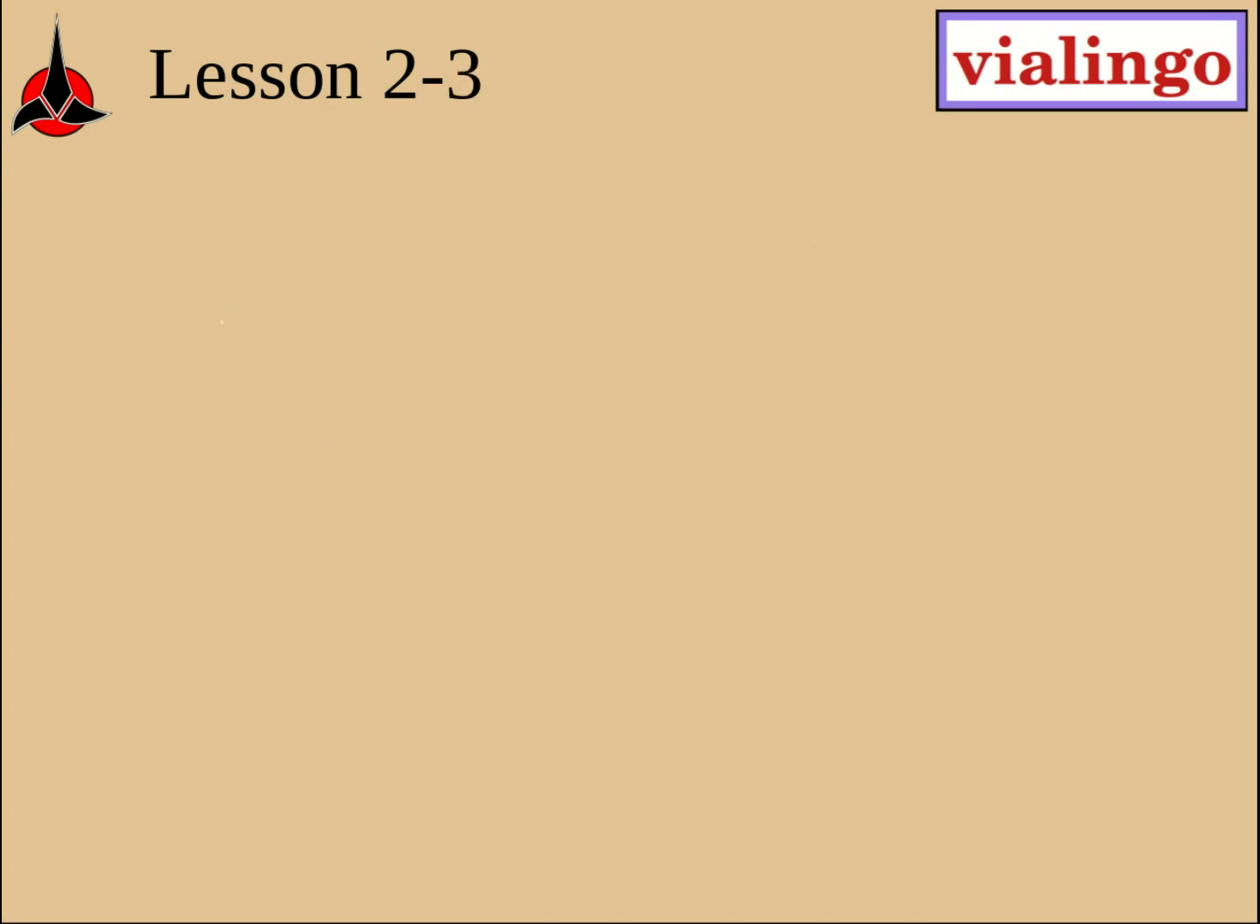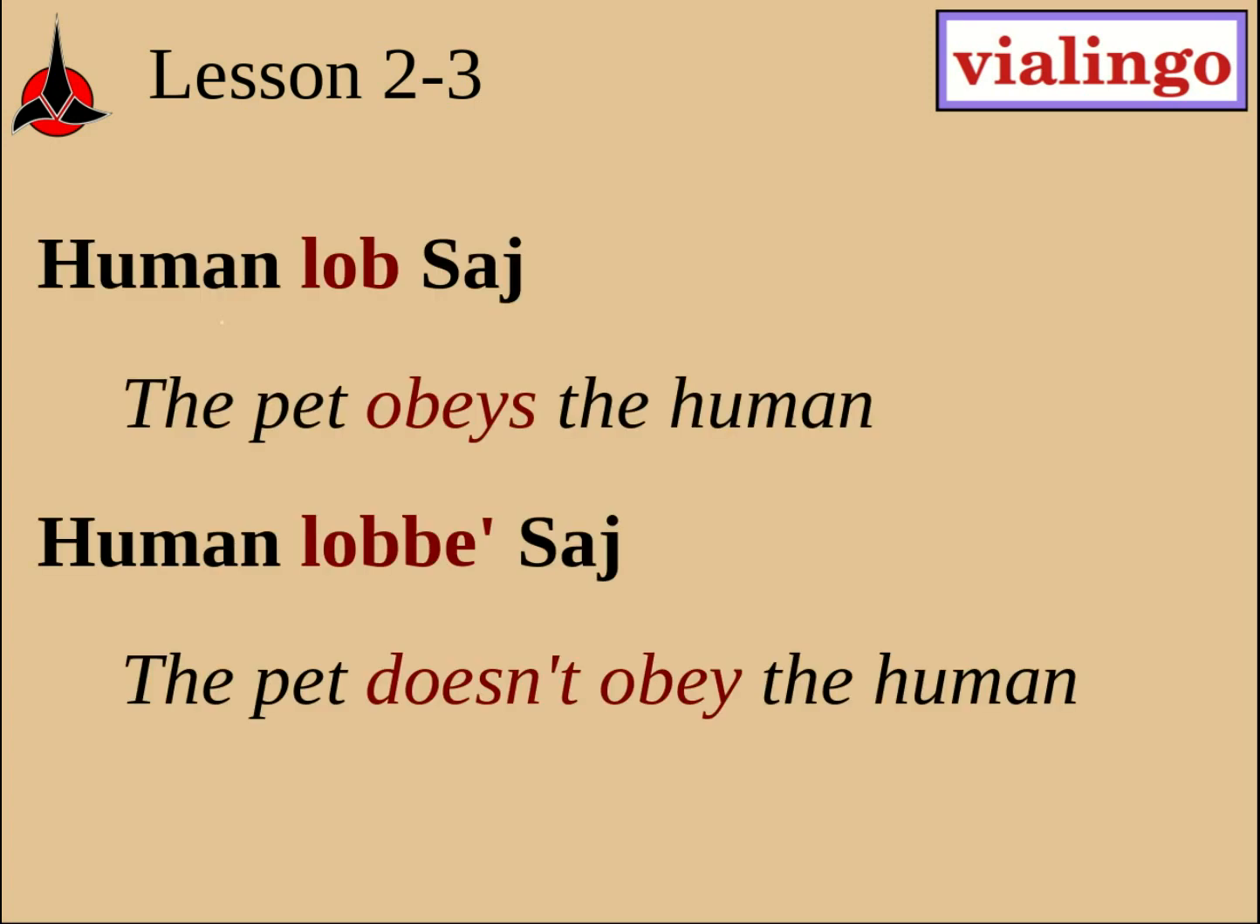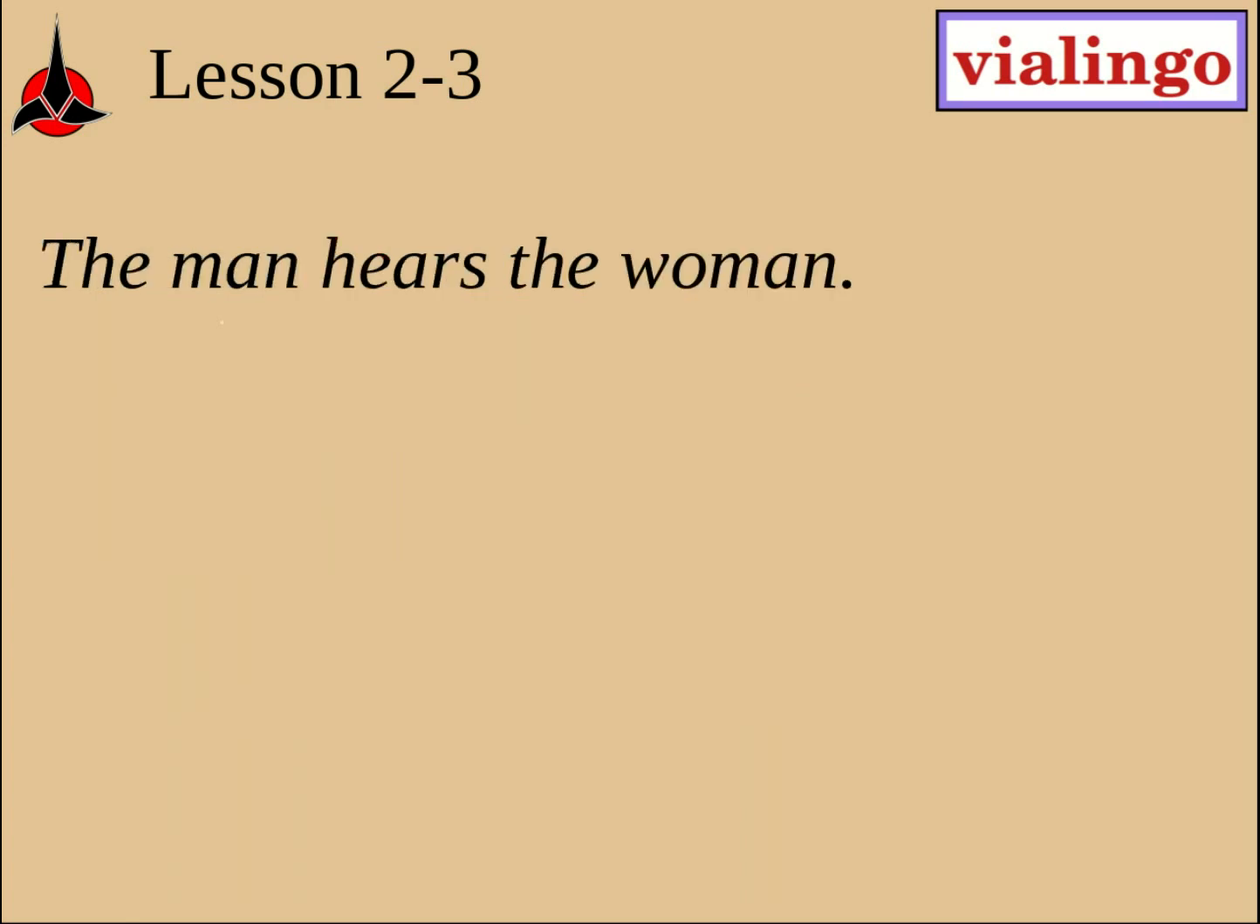You have also learned that the suffix be, meaning don't or doesn't, can be added to almost any verb. The pet obeys the human is romuluSngan. The pet doesn't obey the human is romuluSngan. In Klingon you are literally saying the human doesn't obey the pet. Once again, it is clear that the pet is the one who is disobeying. How do you say the man hears the woman?